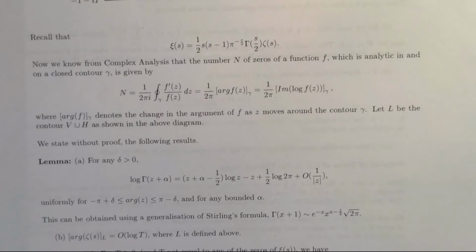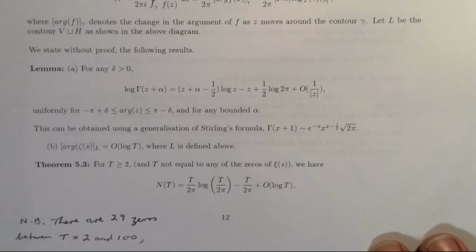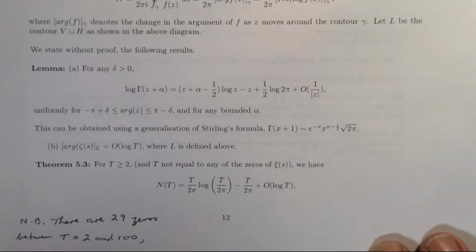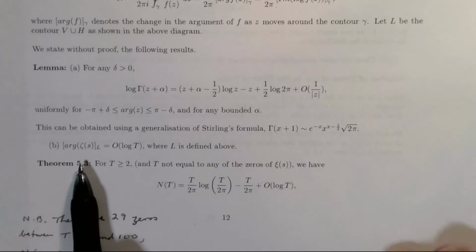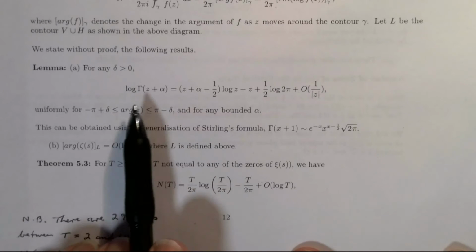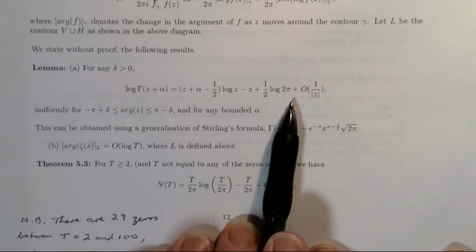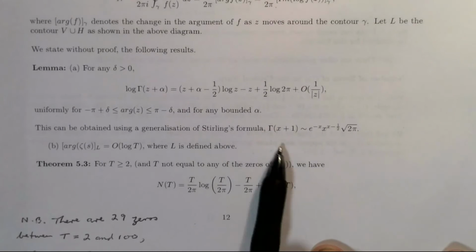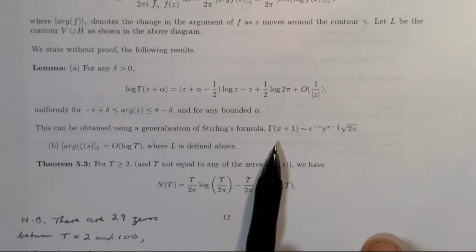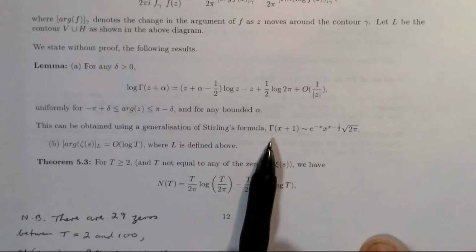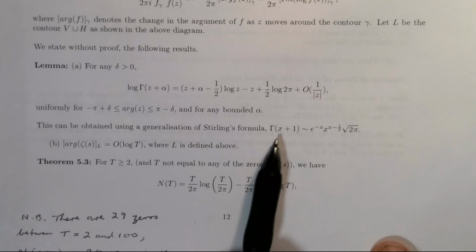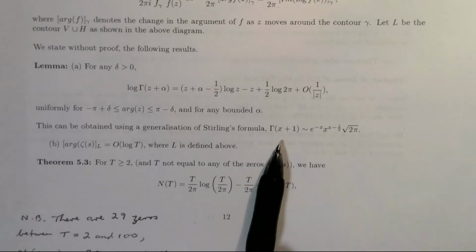Now I need some technical results, which I'm going to state without proof to save time. The proofs of these just take a fair bit of time and they're fairly technical. The first one is this statement here, which is really just obtained from a generalization of Stirling's formula. Now you may recall Stirling's formula gives an asymptotic form for n factorial. Well, gamma of x plus 1, if x is an integer, is just x factorial. So this is a kind of interpolation of Stirling's formula, which you may recognize from advanced calculus courses.